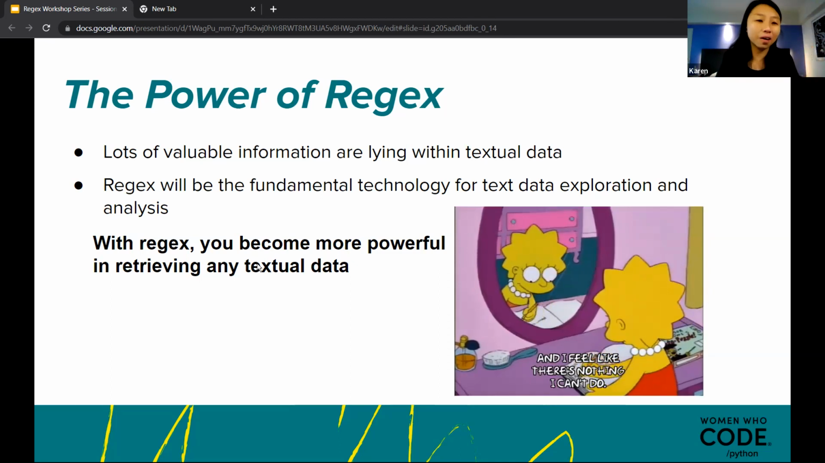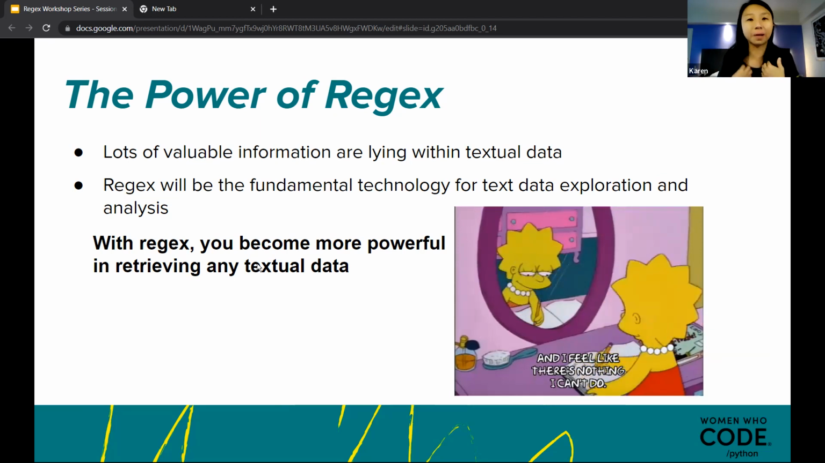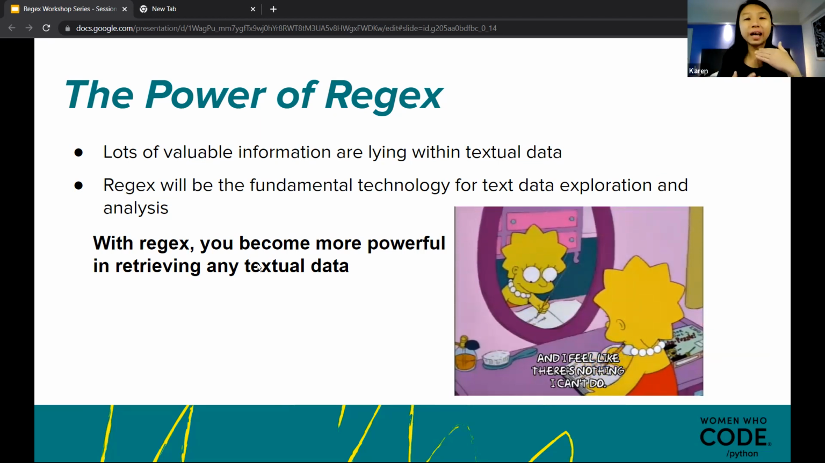Okay, so the power of Regis. A lot of valuable information lies within textual data. If you're doing data analytics, you're dealing with a lot of numeric data, the numbers, but text data is actually a lot more complicated to work with. And when it comes to getting insights, which is what happens in my work, the textual data is a lot more valuable.